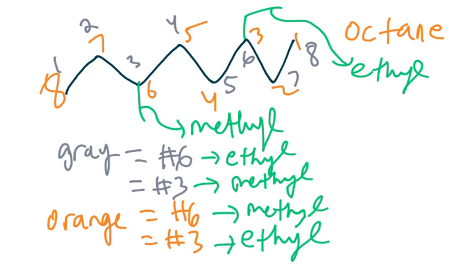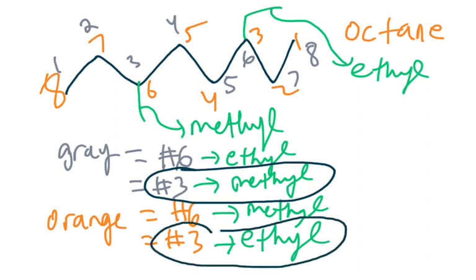Well, for the gray numbering pattern, let's start with the gray one. What is the least carbon number in which there's a substituent? 3, right? So let's circle that. 3, which is a methyl. Okay, now let's look at the orange numbering pattern. What is the least carbon number that has a substituent? That would also be 3, right, because 3 is less than 6. And we're talking about the orange numbering. And so that would be right here, which is an ethyl group.